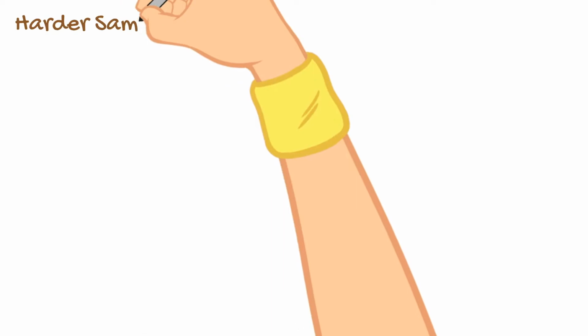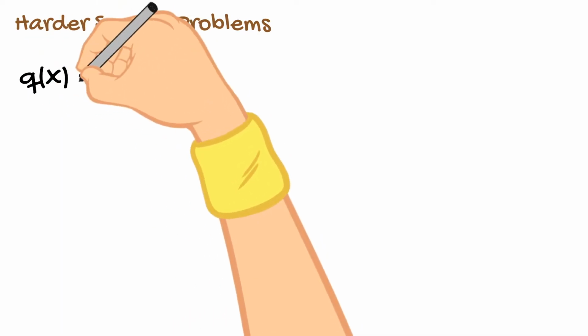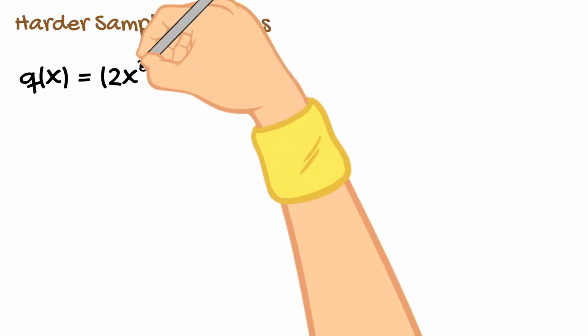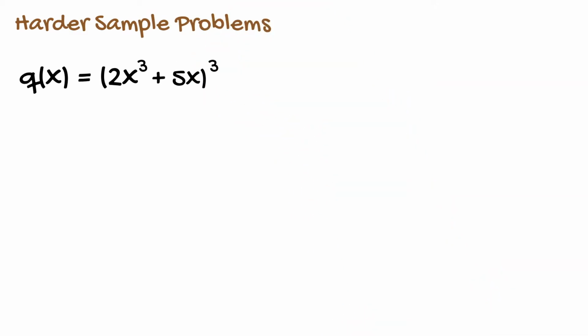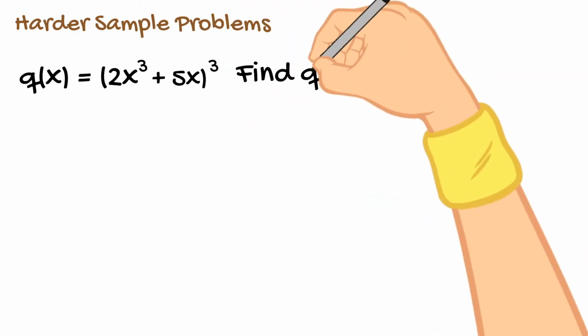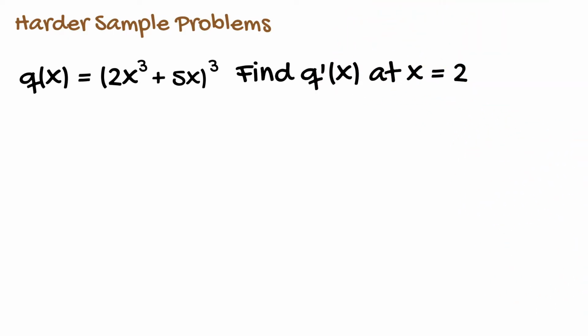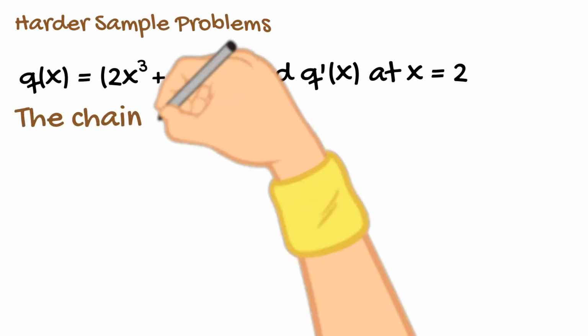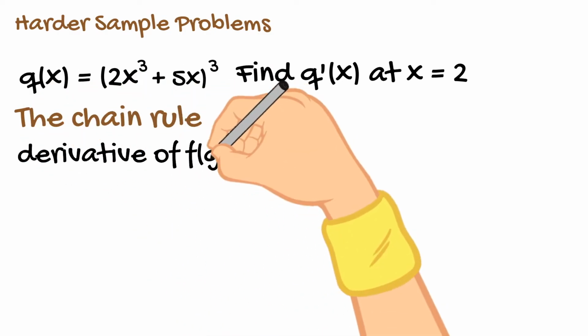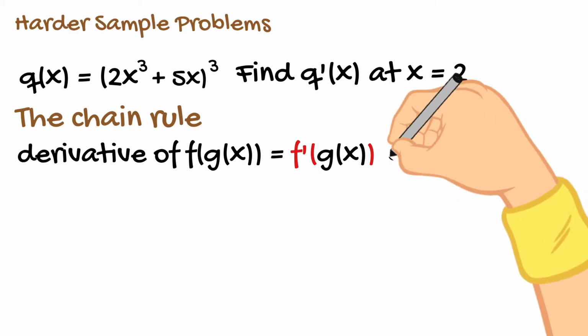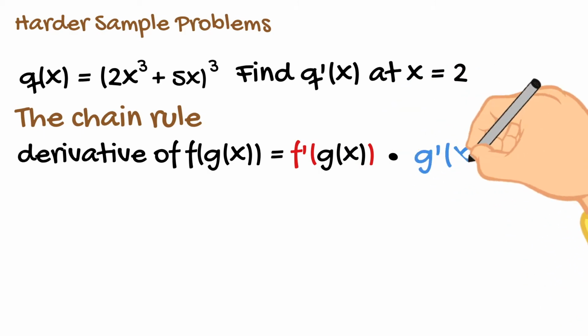Let's try some more difficult sample problems to really solidify our understanding of the chain rule. Let's define a new function, q of x is equal to (2x cubed plus 5x) all to the power of 3. The question is to calculate the derivative of this function at x equals 2. So let's remember that the chain rule states that the derivative of f of g of x is equal to f prime of g of x times g prime of x.